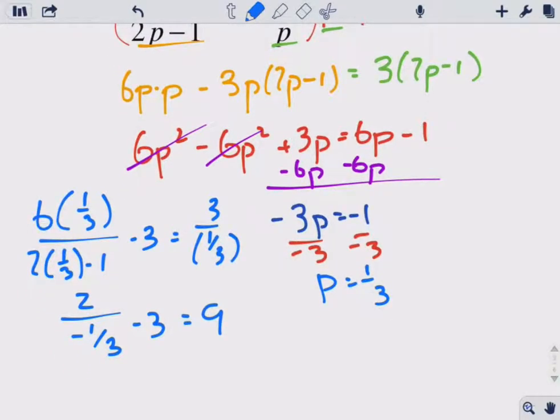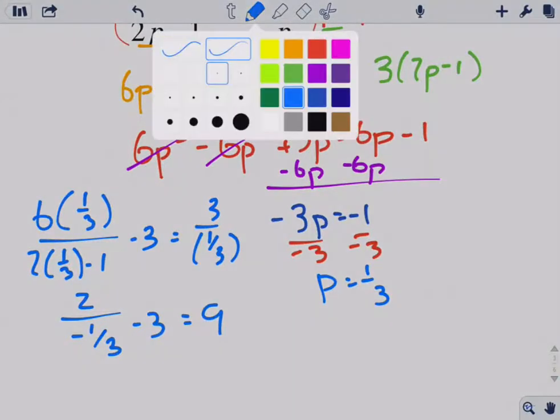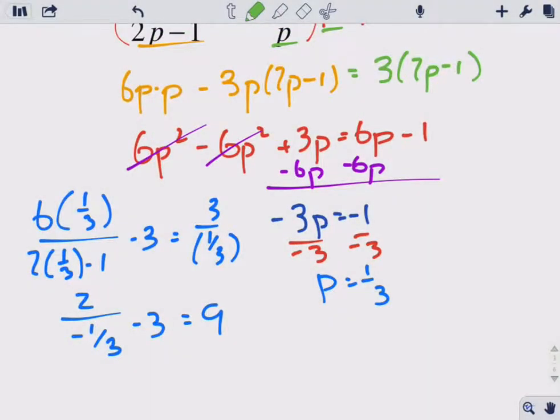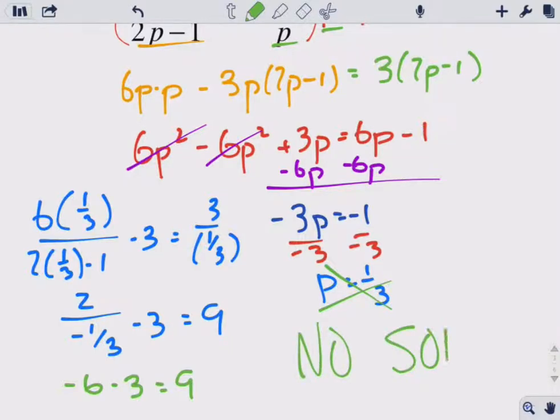Alright, and then what happens here is I get negative 6 minus 3 is equal to positive 9. And so I throw 1/3 out because that gives me a negative 9 equals positive 9. And so that doesn't work. So there are no solutions.